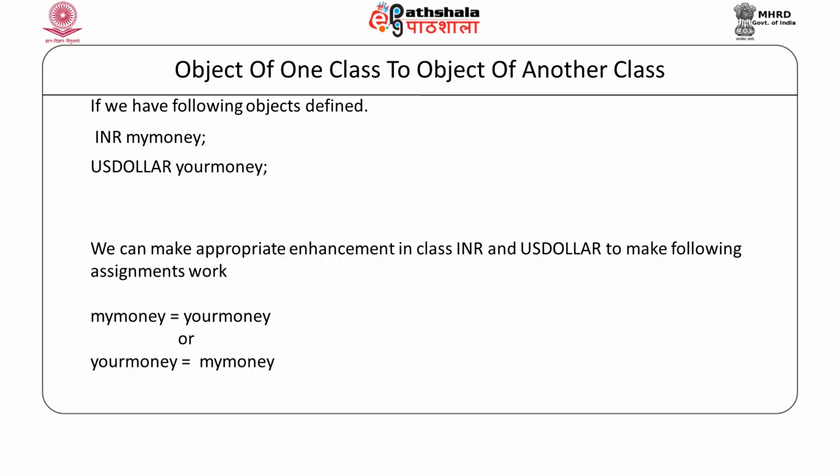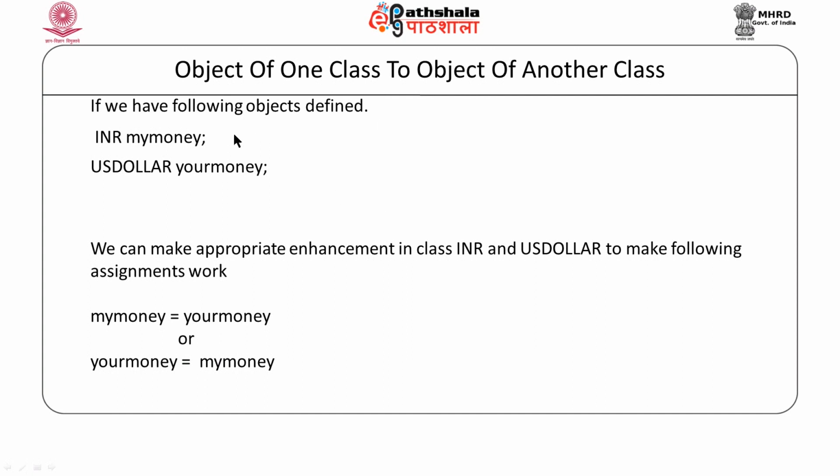So, if we have to convert an object of one class to an object of another class, let us assume that we have two classes called INR and US dollar. The INR class represents Indian currency or money, and the US dollar class represents US currency or money.